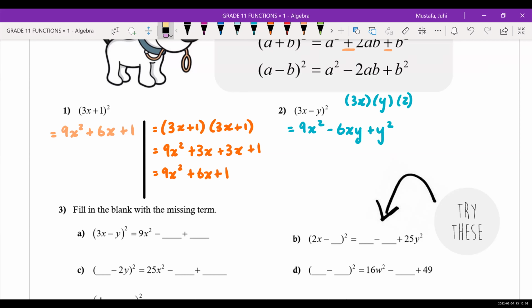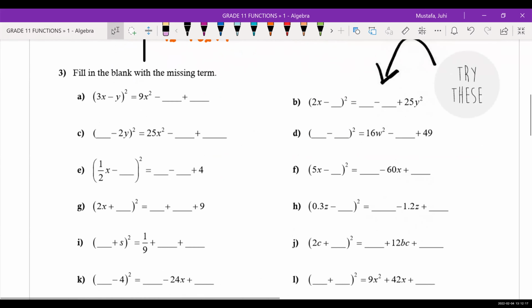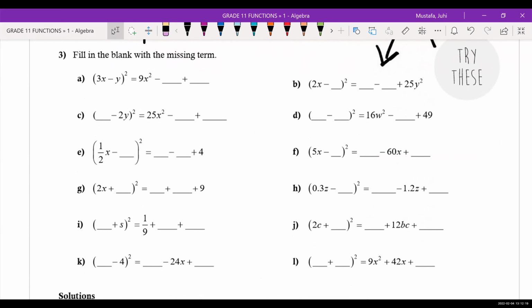I'm not going to do it, but if you really wanted to prove this to yourself, you could go ahead and FOIL this and you will notice you're going to get the same answer. Now, when is this important? It's really important for these fill in the blank questions. So we'll do maybe one or two of them together, and then the rest of it will be for homework.